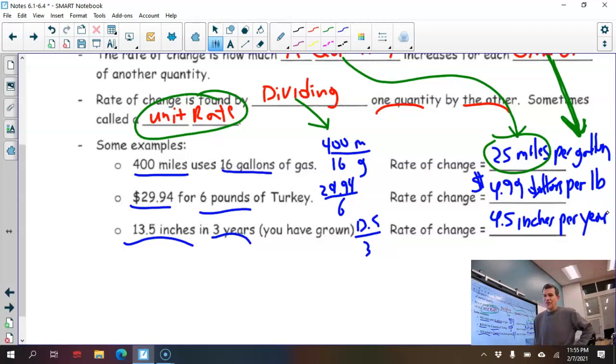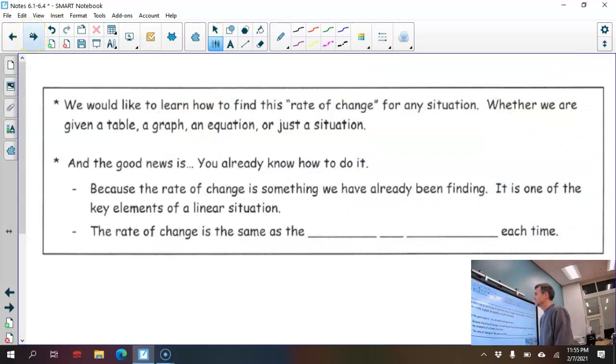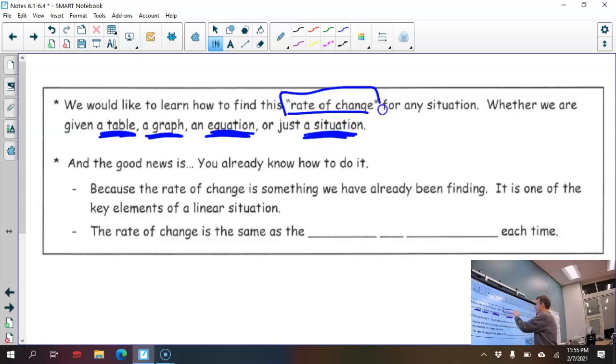All right, so we have seen that you calculate the rate of change when you have 2 quantities by dividing. That's the most basic kind. Here's what we want to do. We would like to learn how to find this rate of change for any situation. Whether you have a table or a graph or an equation or just a situation, can you find the rate of change?